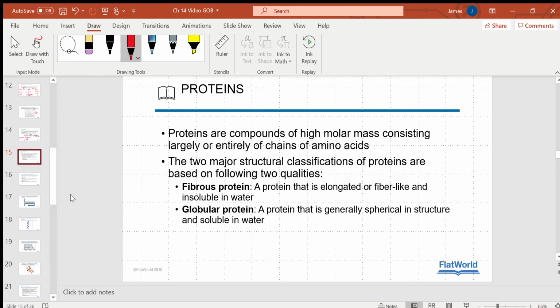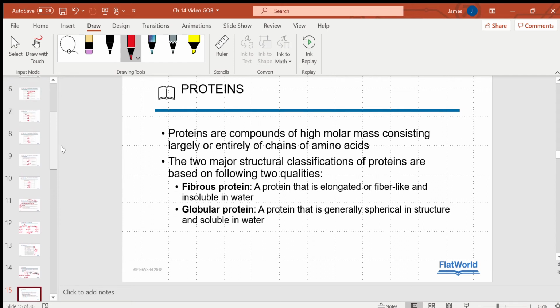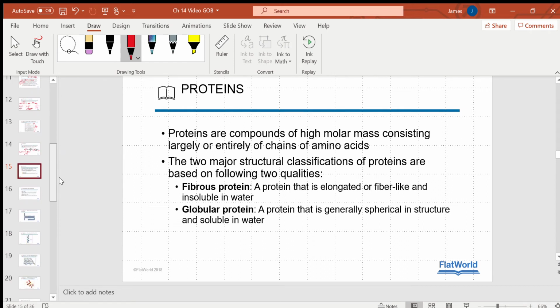So in this second part of the protein video, we are going to pick it up with different types of protein, and we're going to build upon our discussion of the hydrophobicity or hydrophilicity of the alpha amino acids. So there's two broad types of protein that can be used in structure: fibrous proteins and globular proteins.